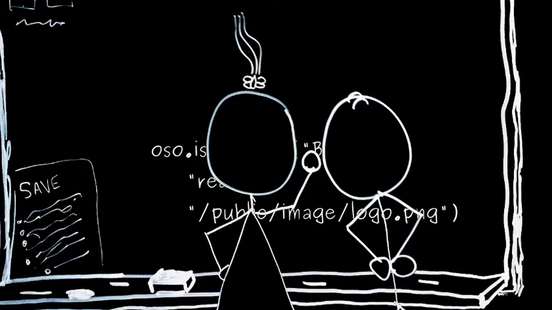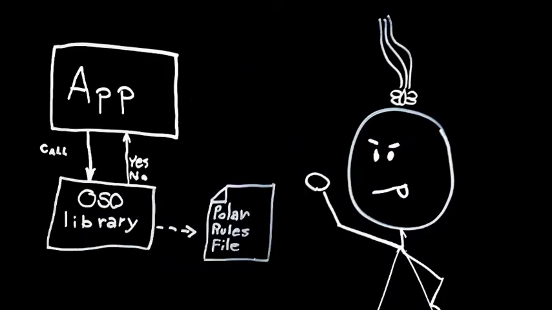Okay, that's sure simple. Where's the OSO object come from? You just make a new OSO object and then load your Polar policy into it. I'll show you later. For now, let's do Polar rules. Polar rules look like this. This is the head, and this is the body.